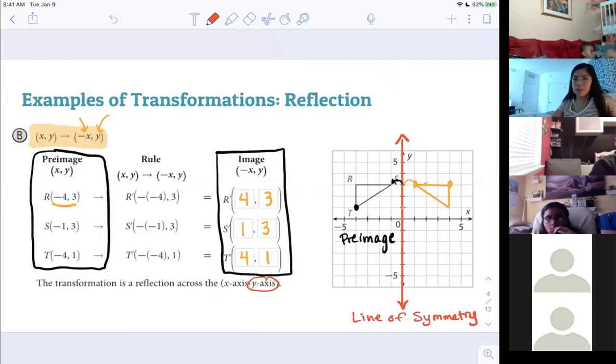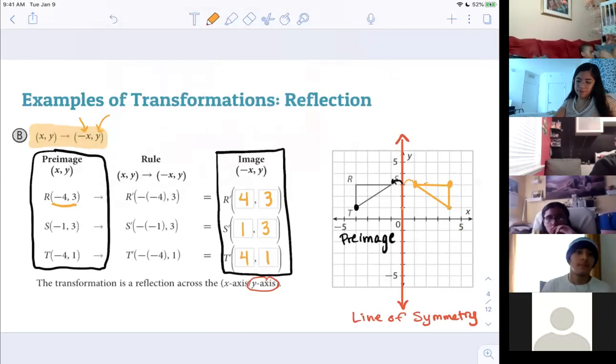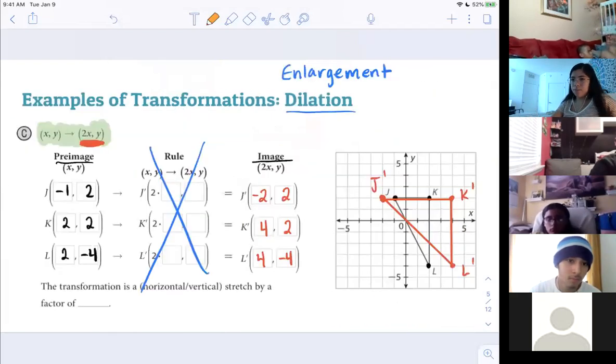Same shape or different shape? The orange is the same shape. Same shape, same size or different size? Same size. It's just in a new place. But over here, do I have the same shape or a different shape? Different shape. Same size or different size? Different size. So is this rigid motion?